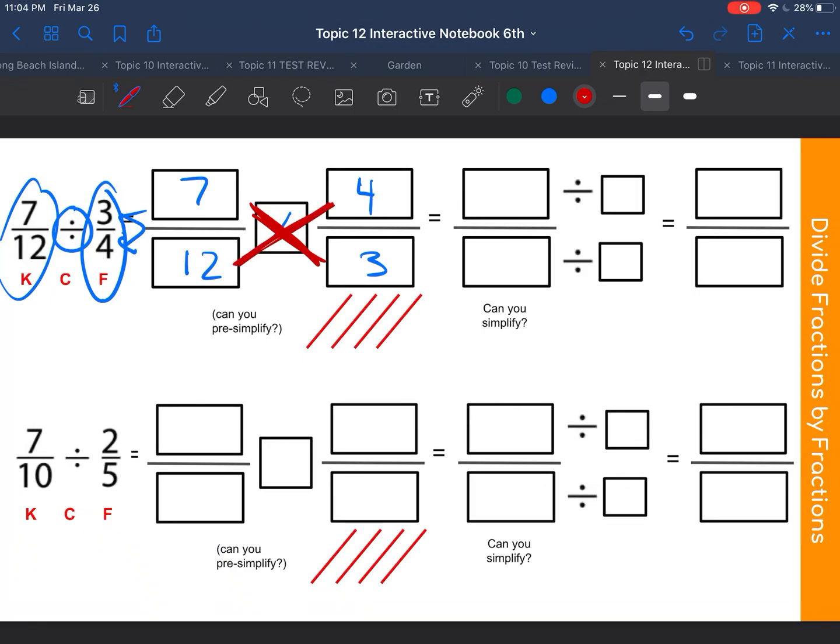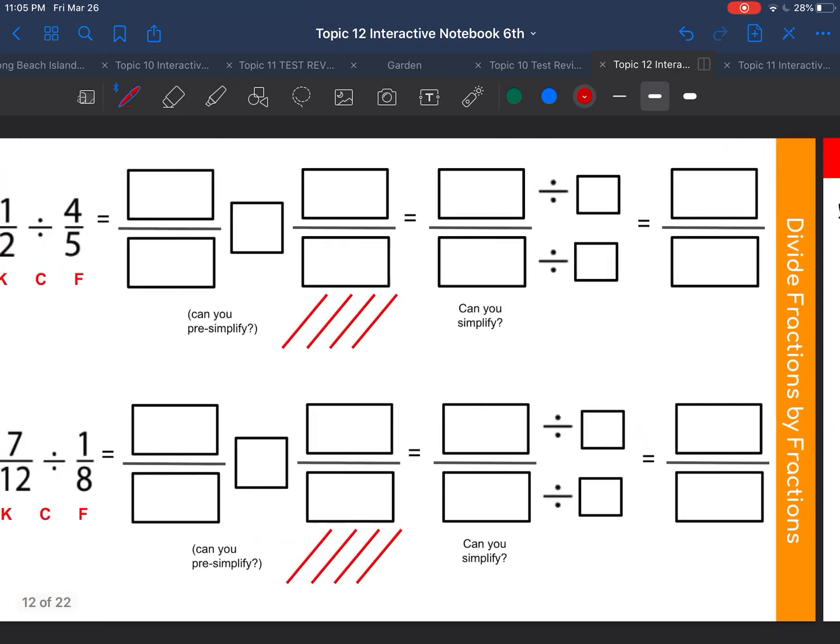If we look in the other direction, do 12 and 4 have a common factor? Both can be divided by 4. They both also can be divided by 2, but we want to choose the greatest common factor, or the GCF. So we're going to divide both of these by 4. 12 divided by 4 gives you 3. 4 divided by 4 gives you 1. So now we do have a simpler fraction. It's 7/3 times 1/3. If we multiply straight across, we get 7/9, which cannot be simplified any further. So that's our answer.